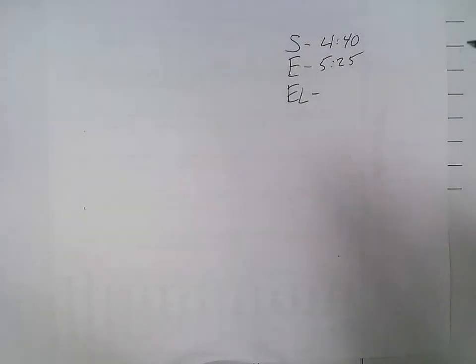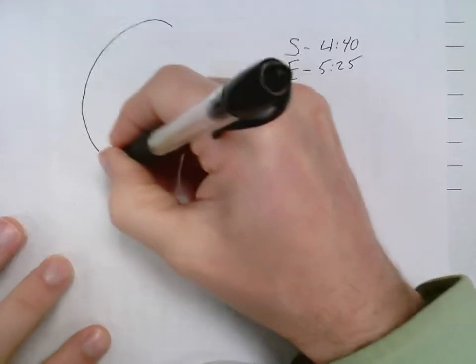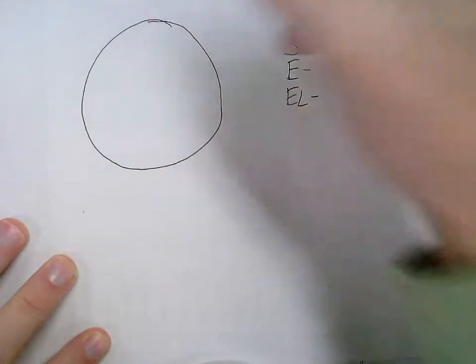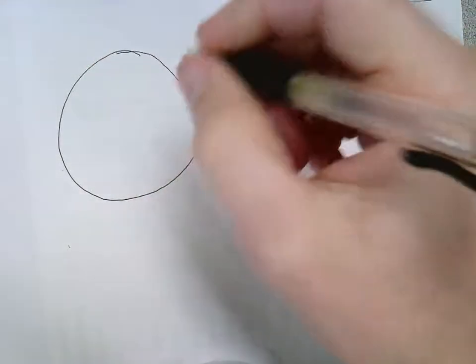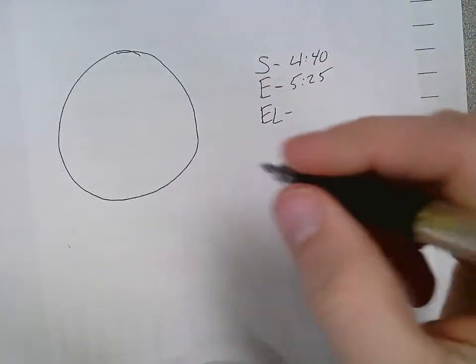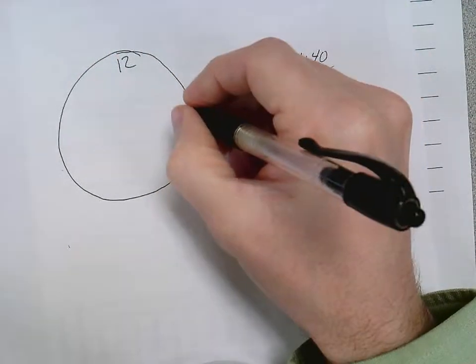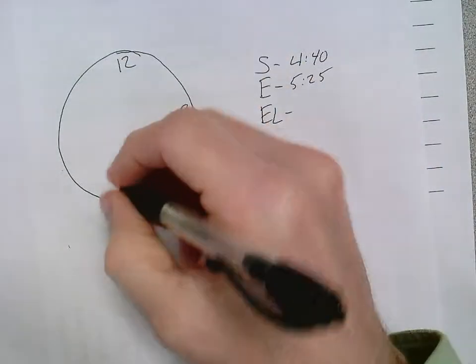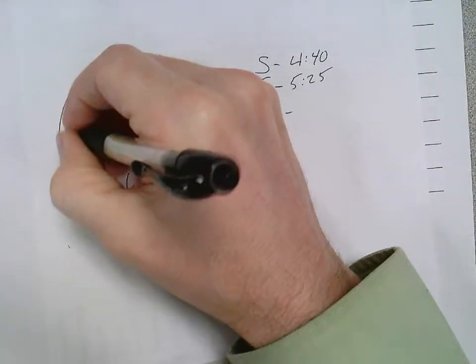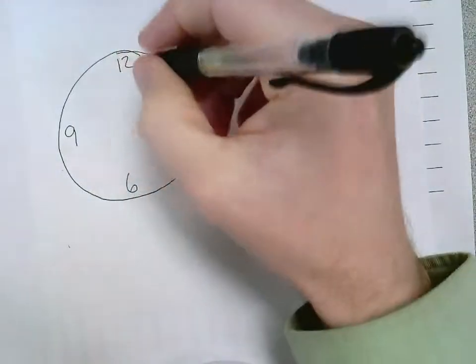Now the other thing that I need to do is make a clock. So I'll make a nice neat circle on my paper, and in my nice neat circle I'm going to put my numbers on my clock. Now the best way to do this is to put the corners in first: 12, 3, 6, and 9. This allows you to put all the numbers in nice and neat.